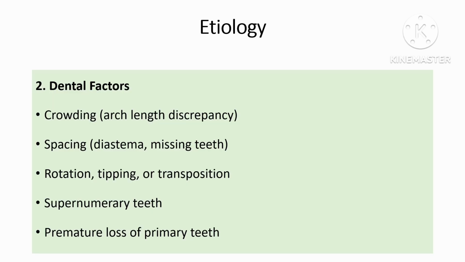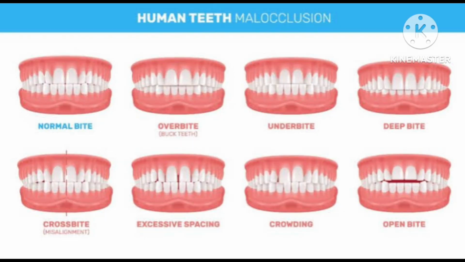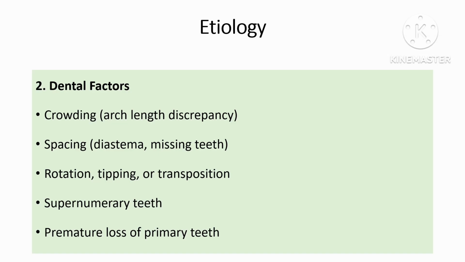The second is the dental factors, which are the most common one. They include crowding due to lack of space, spacing from missing or extra teeth, rotations or tipping of the teeth, and even conditions like transposition. Premature loss of primary teeth is another important dental factor, as it allows neighboring teeth to drift into the space.